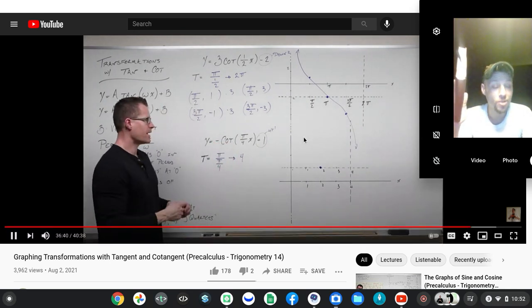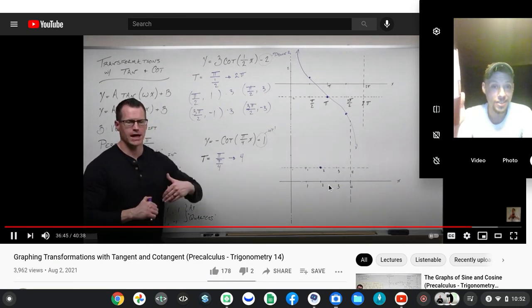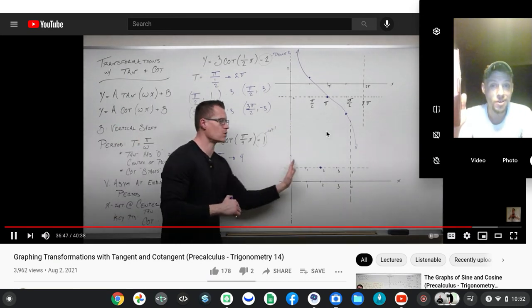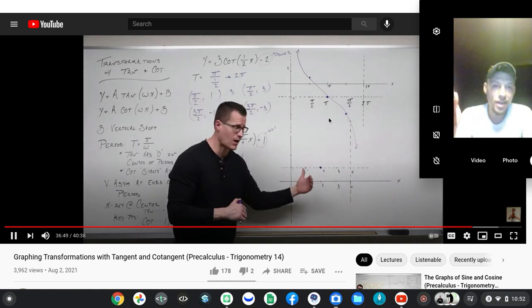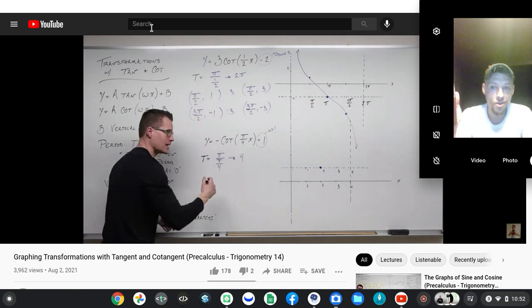Now we deal with our key points. Our key points are always given by the orders for tangent and cotangent, which is why we want to do our period first. I'm just going to bring them up as orders, the center of your orders. They act as your key points.